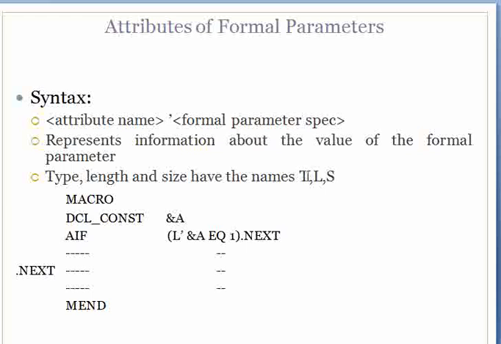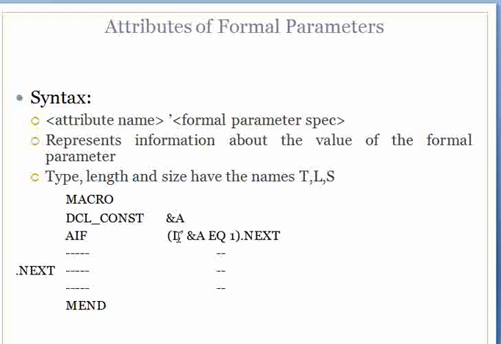And for type we will write T, for length we will write L, and for size we will write S. So if you look at our macro DCL_CONSTANT, it has a single parameter &A, which is a positional parameter. AIF is an advanced macro facility used for conditional expansion.